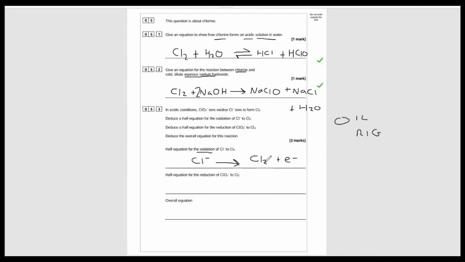Now we need to balance it up. There's two chlorine atoms in that diatomic molecule. So I need two chloride ions. And that means it's lost two electrons. And that is going to get us one of those three lovely marks.